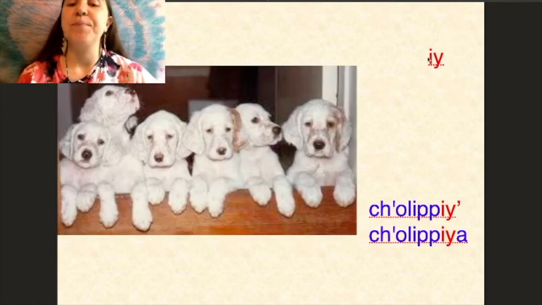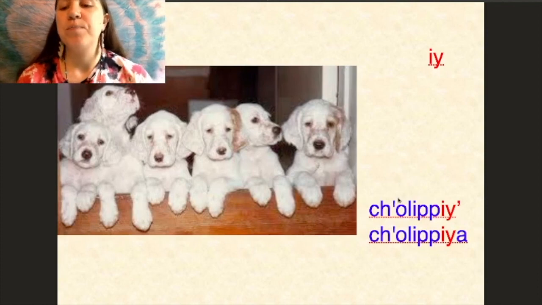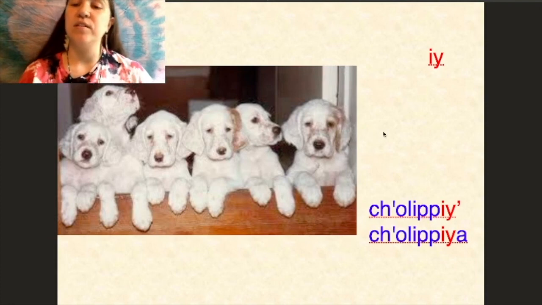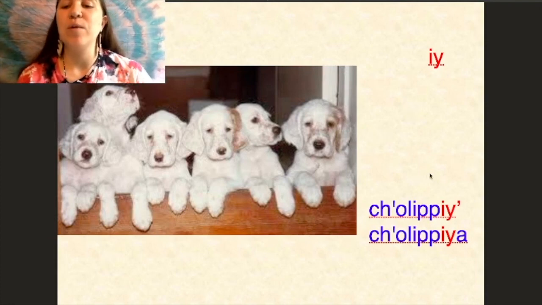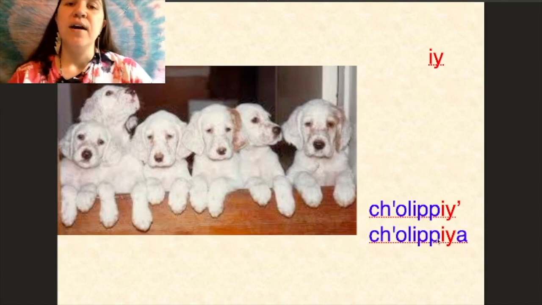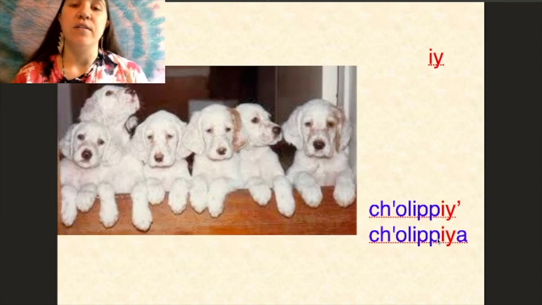And for e, we have cholipi. Cholipia. And this is our word for six. We have yet, bonoi, shopin, hatbanai, yitshinil, cholipi. That's six. E, cholipi, cholipia. All right, so this concludes the sounds for our vowels in Chukchansi.